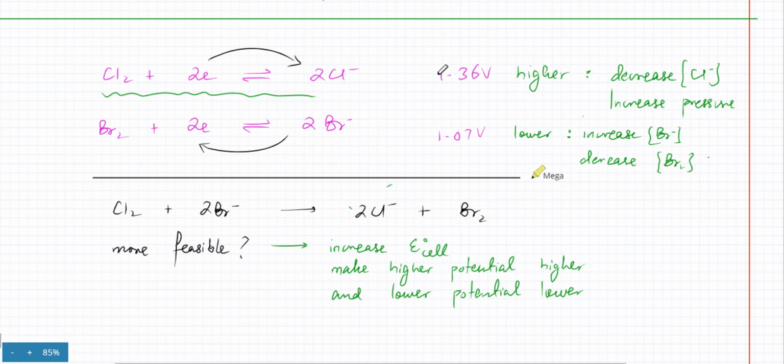Okay, so these are some of the ways we can make the reaction even more feasible. We'll continue from here in the next class then, okay?